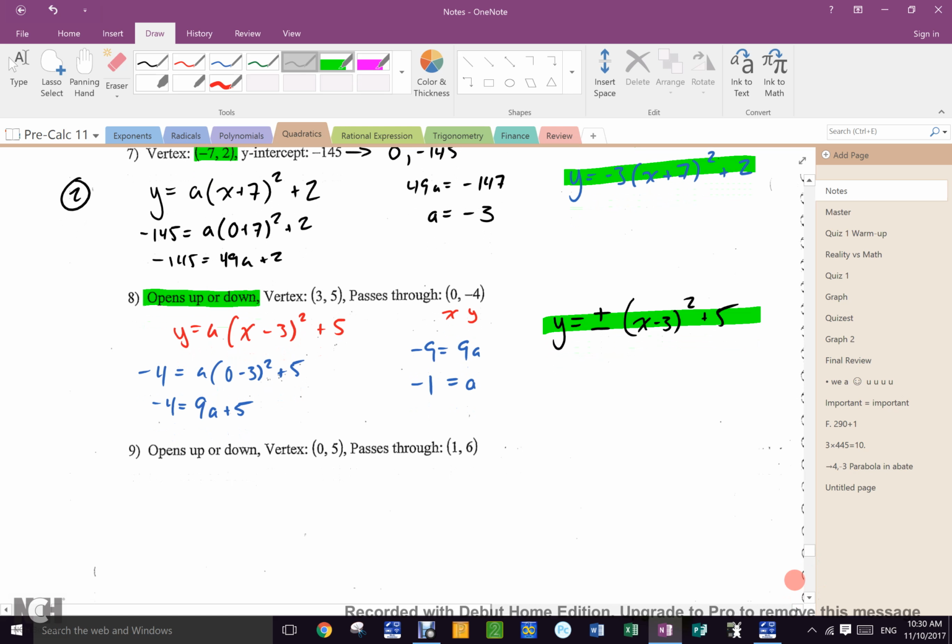Same thing here. It's the exact same question. Again, y equals a. I'm just going to fill it in now. 0 minus 5 squared. I should have filled in the y. 6 equals a.